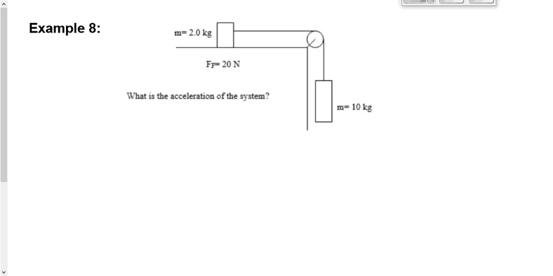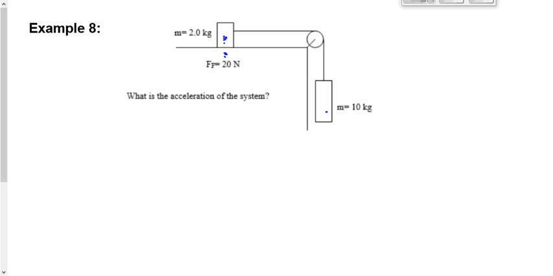Let's take a look at another multi-force problem. This one looks quite a bit different, but you're going to see in a few moments that it's actually not that much different. We want to find the acceleration of this system where we have a 10 kilogram mass hanging off the edge and a 2 kilogram mass on the surface here with a force of friction of 20 newtons that's acting between these two surfaces right here.